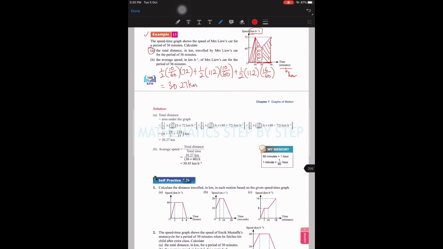Then part B, the average speed in kilometer per hour of Mrs. Liu's car for the period of 36 minutes. So now we know the total distance traveled, we know the total time taken is 36 minutes, so we are going to find the average speed. So 30.27 kilometer divided by 36 over 60. We convert to hours, so the answer is 50.45 kilometer per hour.